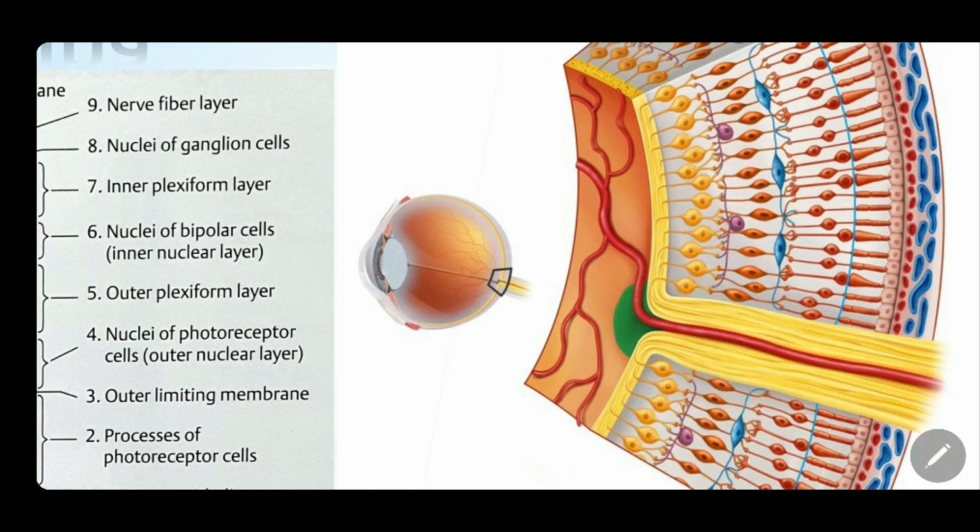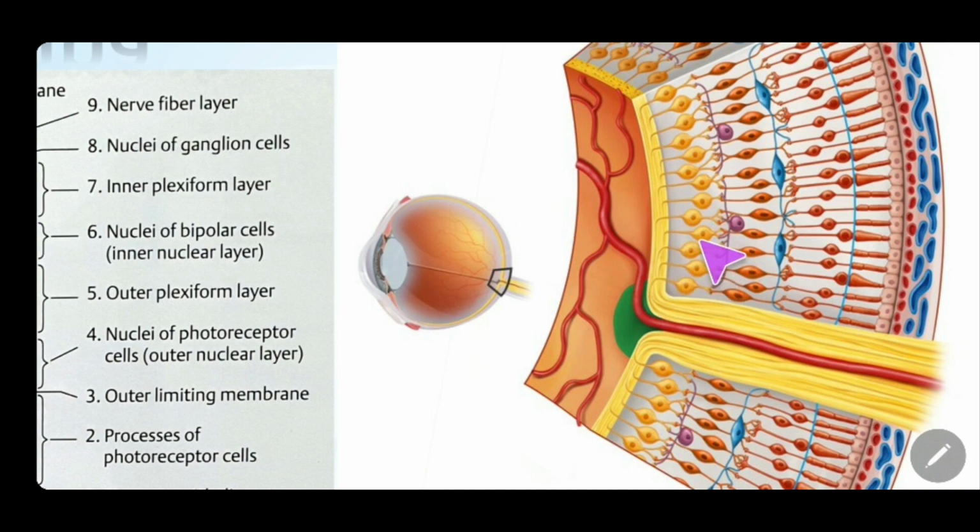Now the eighth layer is the layer of ganglion cells. Now these are the ganglion cells. The ganglion cells will be the second order neurons, right? So the ganglion cells will also have their peripheral processes, right? So this becomes the eighth layer. The ganglion cell layer becomes the eighth layer.